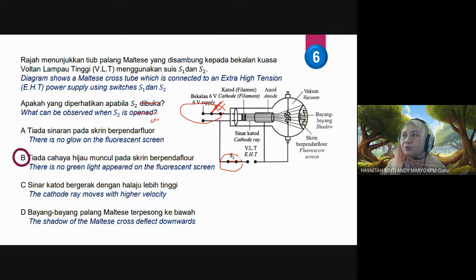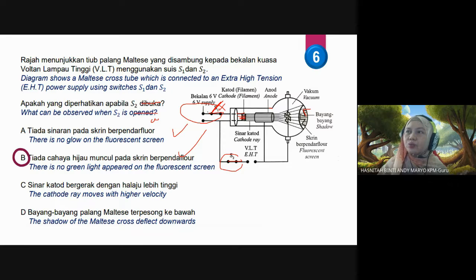So if S1 is not connected, there is no cathode ray. So only the cathode and anode, and there is no cathode ray here. So there is no green light appearing on the fluorescent screen. There is no glow. So this question is quite confusing. Never mind, you ignore it. But we understand that in order to form a fluorescent screen here, you must close both.